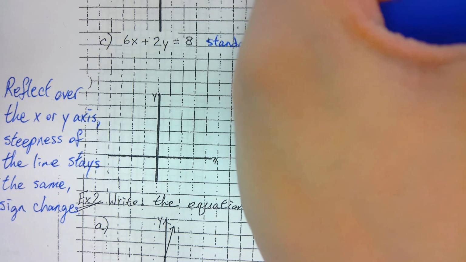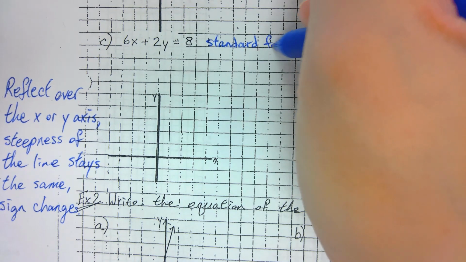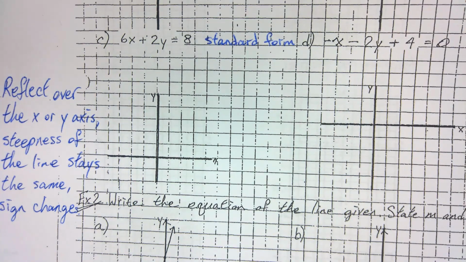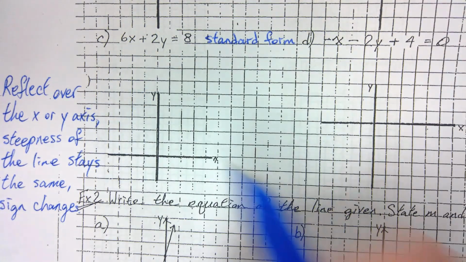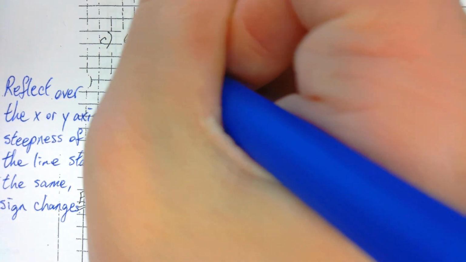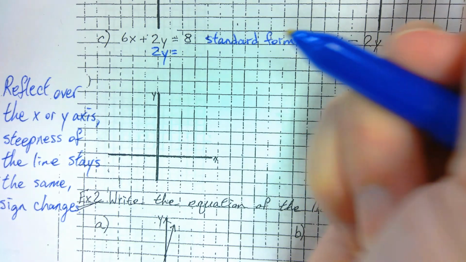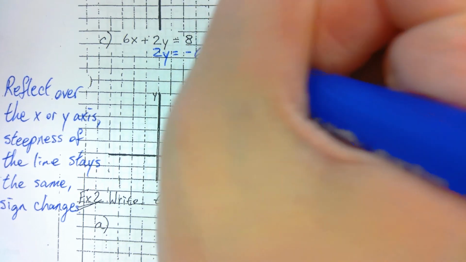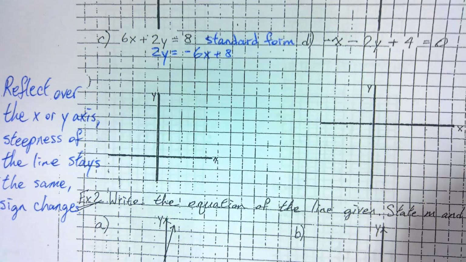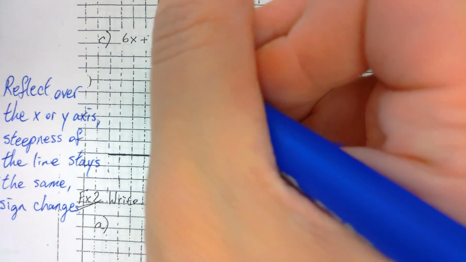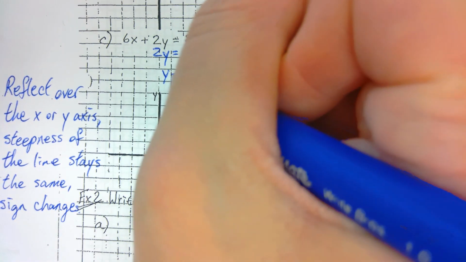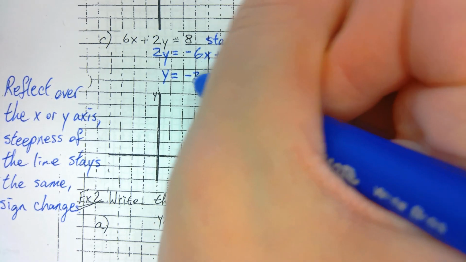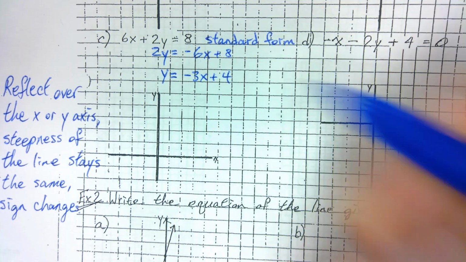And in chapter 4, we did do solving for y, remember? Solving for another variable. So if we were to rewrite this, I'm going to solve for y. So move the 6x over, becomes negative 6x plus 8. And then to solve for y, I move the 2 now. So y equals, divide everything by 2. So this is negative 3x plus 4.